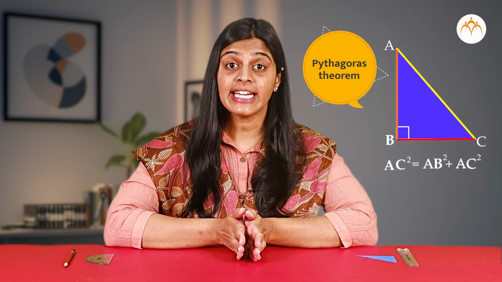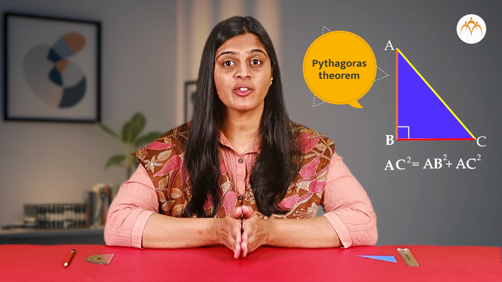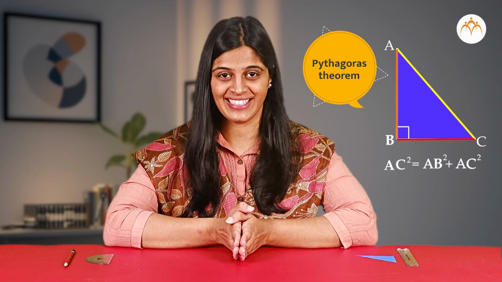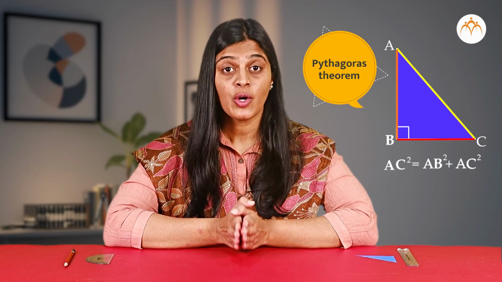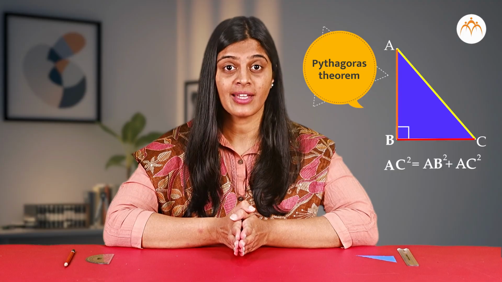Hello students, we have studied the Pythagoras theorem. It states that in a right angled triangle, the square of the hypotenuse is equal to the sum of the squares of the remaining two sides. Today, we will study the converse of the Pythagoras theorem and its proof.